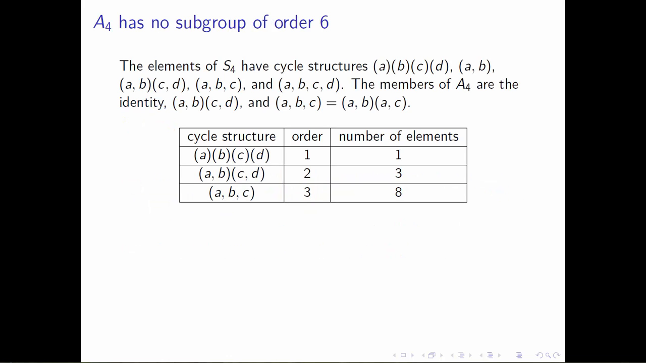I'd now like to work through this example, demonstrating that A4 has no subgroup of order 6. The proof is not something that can be adapted extremely easily to other cases, but it is something that we can understand, and it reviews a lot of important concepts, so we're going to cover it.